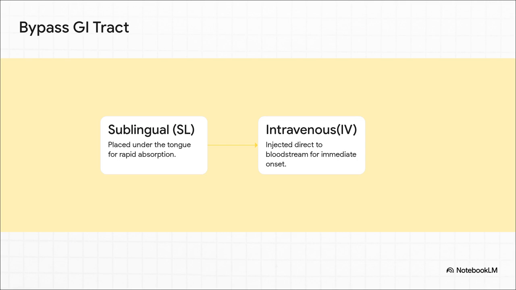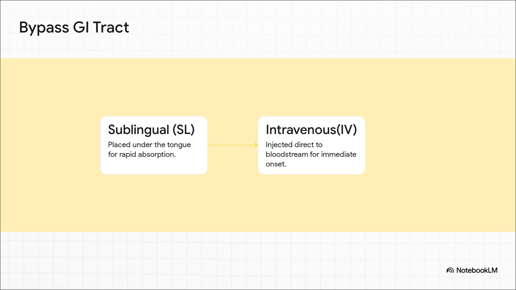First is sublingual, or SL. This is where a tablet is placed right under the tongue. A classic example here is nitroglycerin. If someone is having a heart attack, they do not have 45 minutes to wait for their stomach to digest a pill, right? It goes straight under the tongue for rapid relief, absorbing directly through that mucosal lining.